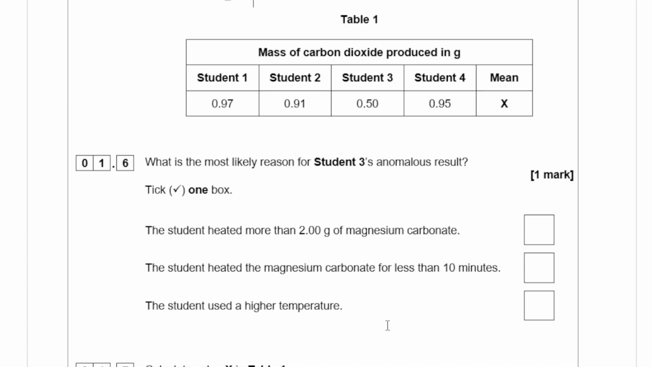So you have 0.97, 0.91, 0.5. This looks like it's an error because it should be very close to 0.9. And then 0.95 and X. What is the most likely reason for student 3's anomalous result? The student heated more than 2 grams of magnesium carbonate could be, but the student heated the magnesium carbonate for less than 10 minutes is most likely.